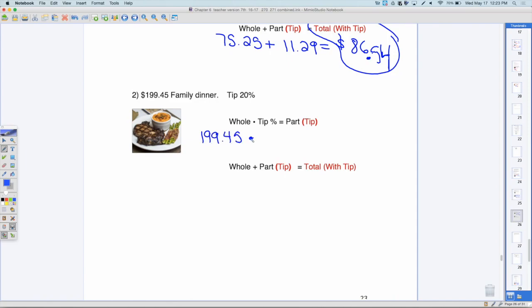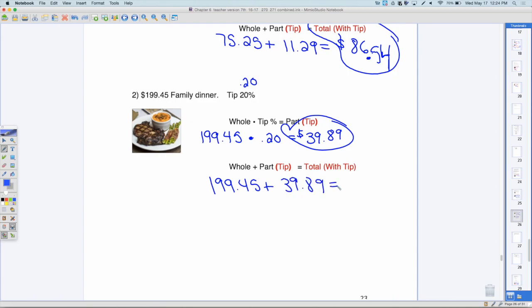So $199.45 times your tip, which is 20% as a decimal, and that gives you a tip of $39.89. The whole is $199.45, and now we're going to add $39.89. That gives you a price with your tip of $239.34.